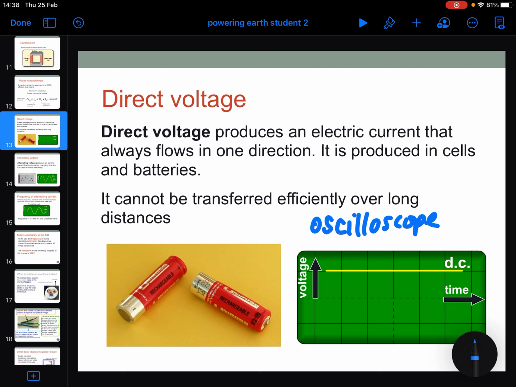You can see DC, which is direct current, which is produced by direct voltage, is basically a flat line. If this was a graph, imagine it like a graph, you've got voltage on your y-axis and time on your x-axis. You can see that direct current does not change. It is always positive.